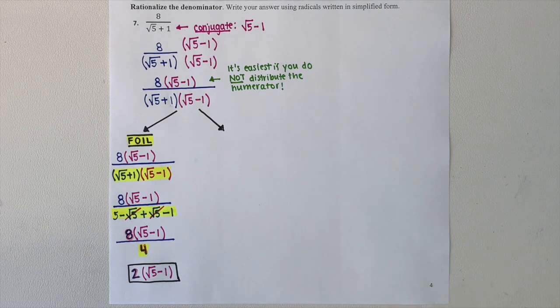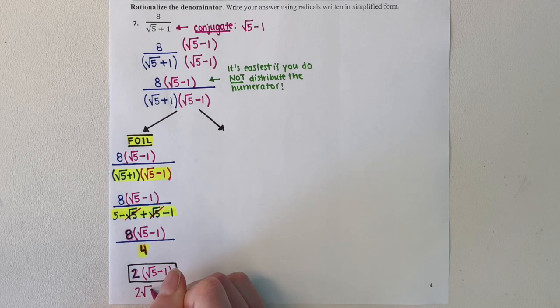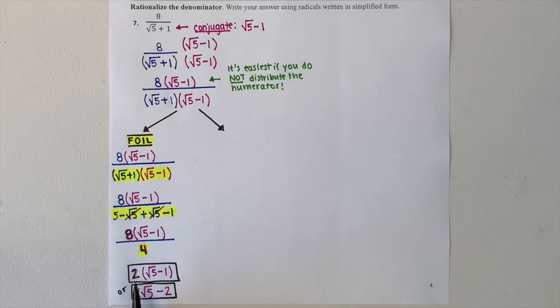If you'd like to take an extra step and distribute the 2, you can, and your answer would be correct. So we could take 2 times the square root of 5 to give us 2 square root of 5, and 2 times -1 will give us -2. So either this answer or this answer is acceptable.